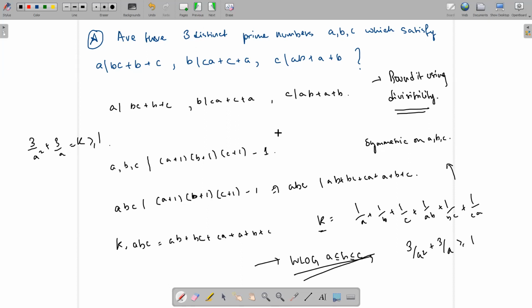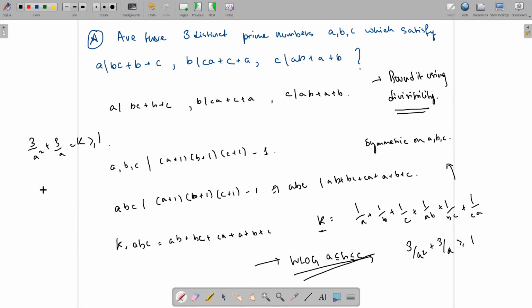Okay. So now we have been given that A, B, C are all primes, right? And A square is greater than A. So 3 by A square is less than 3 by A. So A is less than 6, and we can check out case by case.